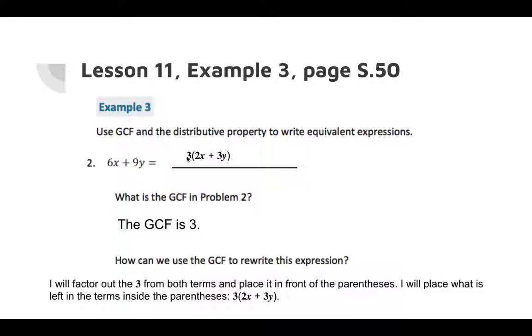Now, to check this, and we don't do enough of this, I really feel that this is an important part. If you were to distribute this 3, meaning you would multiply it to this term and then you multiply it to this term, 3 times 2 is 6x. 3 times 3 is 9y. And that's how you know you have the correct answer.